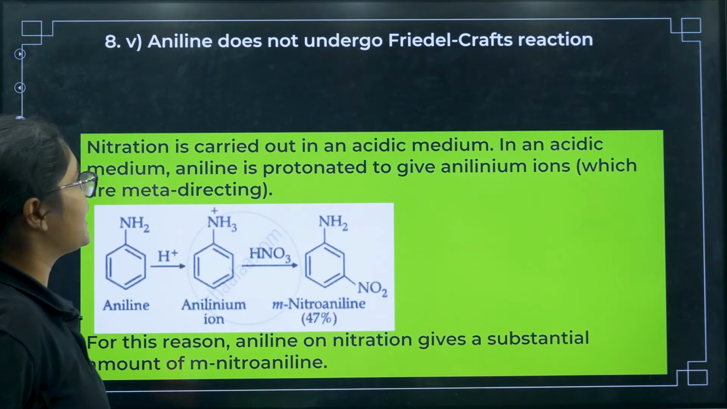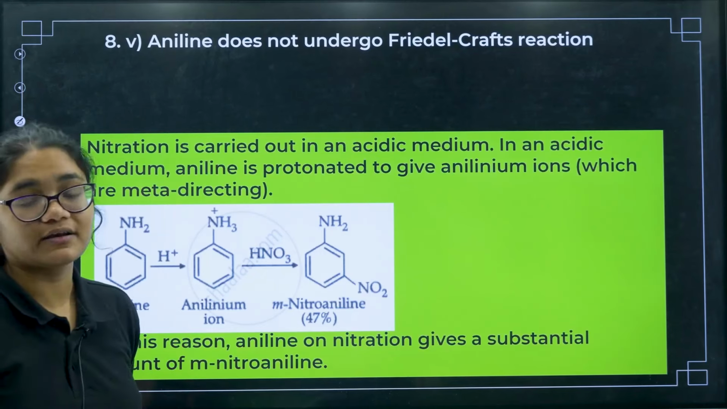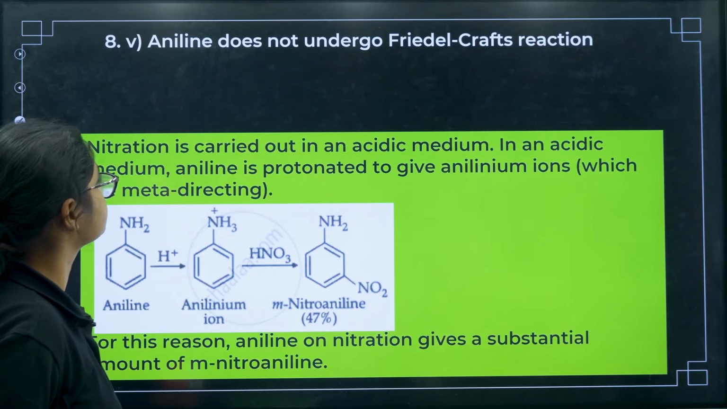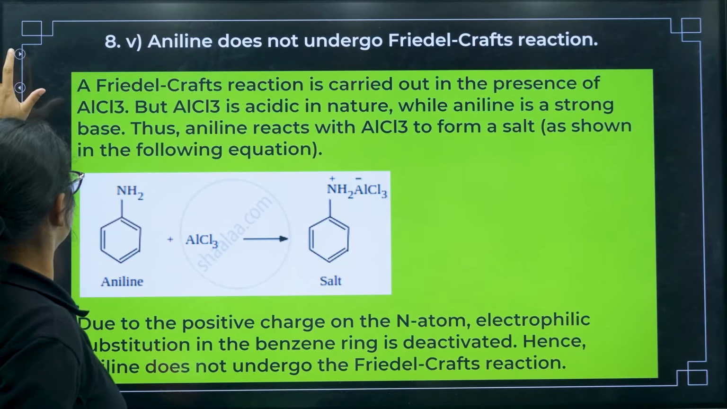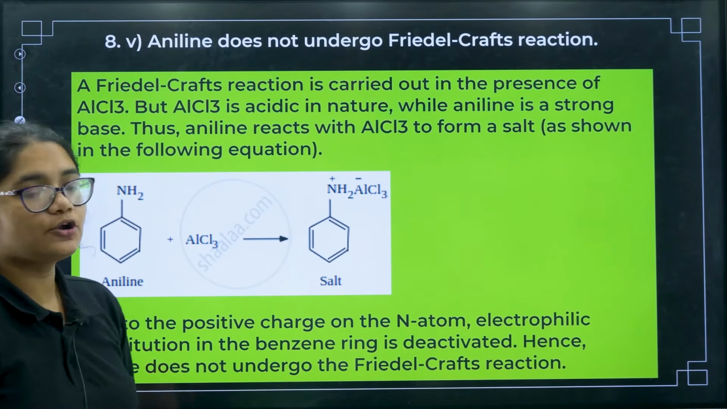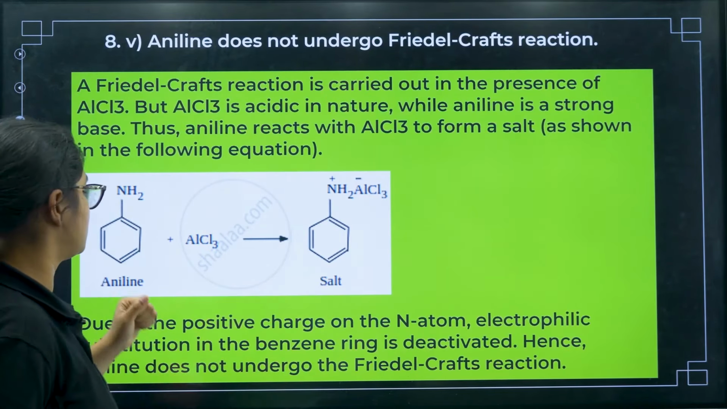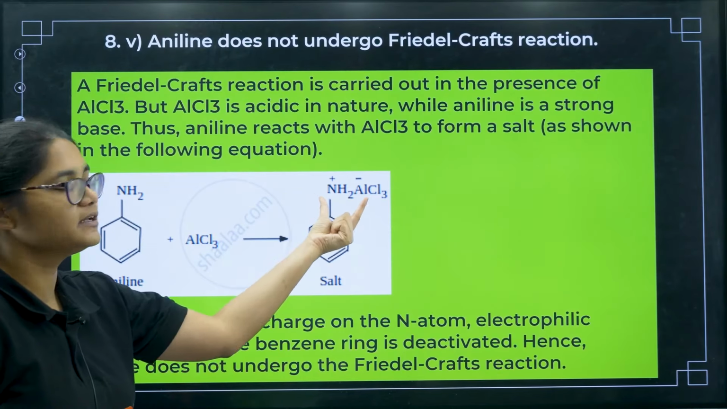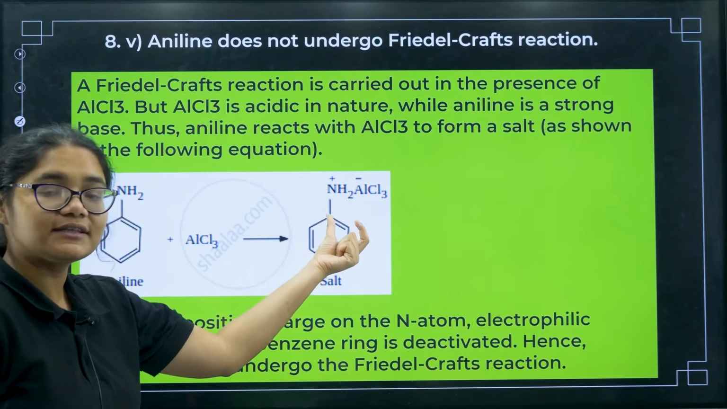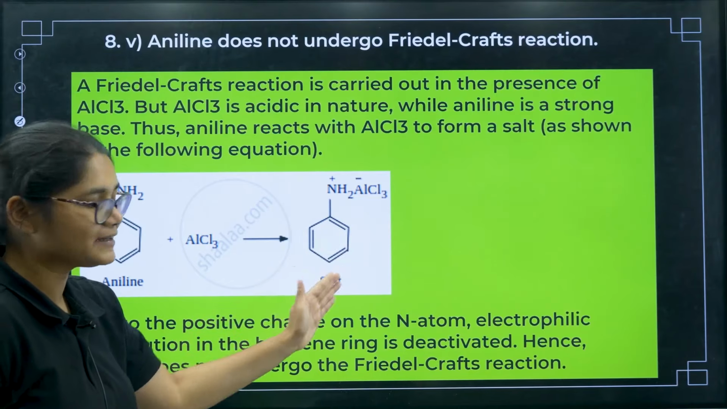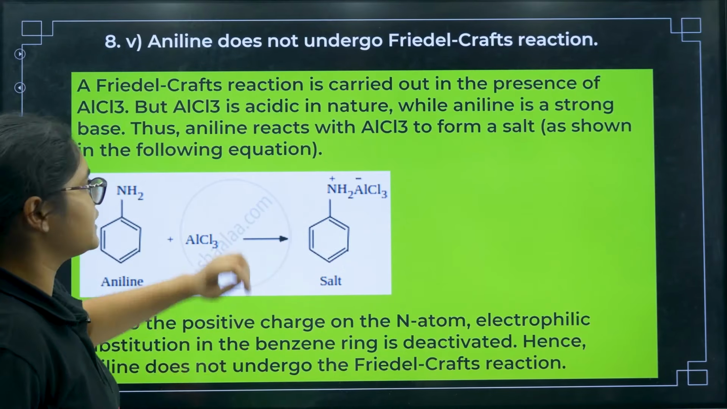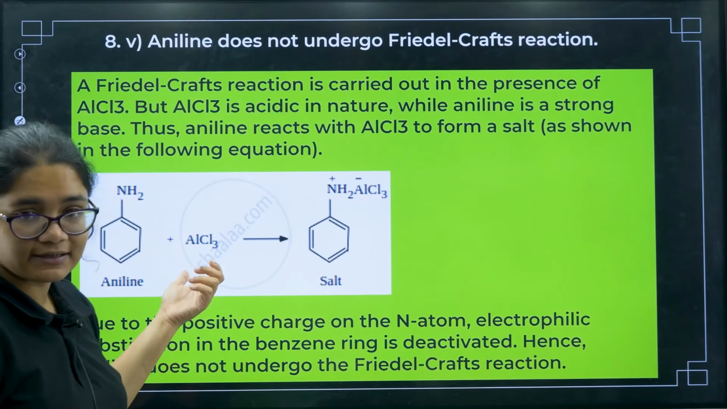Next we have: aniline does not undergo Friedel-Crafts reaction. Here also what happens, the NH2 group reacts with AlCl3 to form a salt like this, okay. Now this is an electron withdrawing group and it deactivates the ring, and that is where the reaction is not possible. Friedel-Crafts reaction is carried out in the presence of AlCl3.